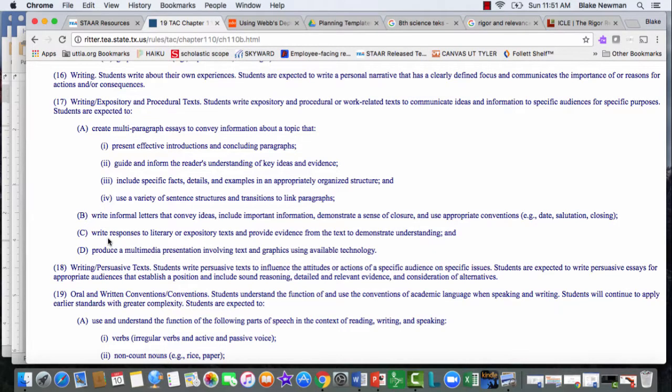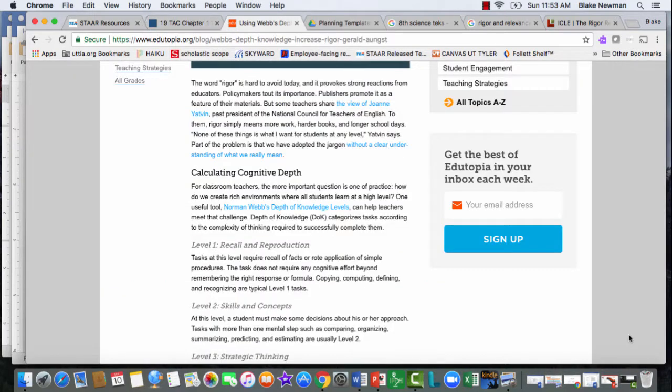I always, with my students, start with short answer response, because if they cannot write a paragraph in a short answer response format, how are they going to write you a paper? So how do we create rich environments where all students learn at a high level? One useful tool is the Norman Webb's Depth of Knowledge Levels, and it's very helpful.